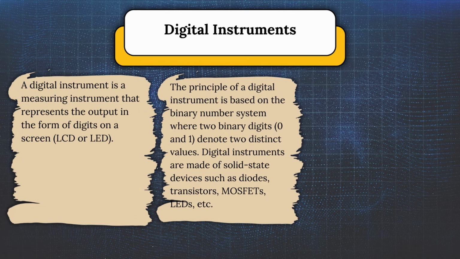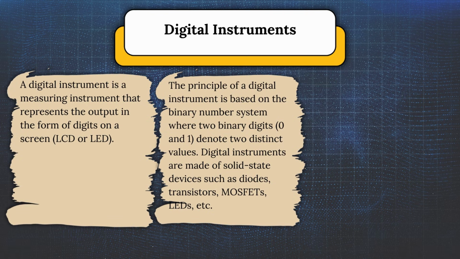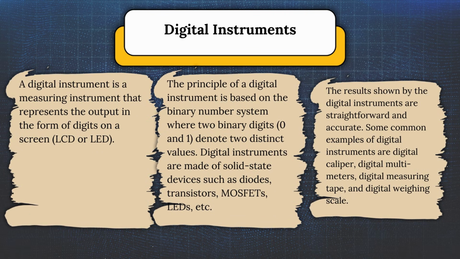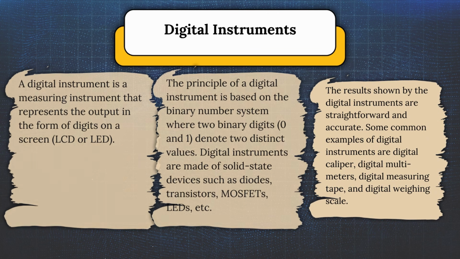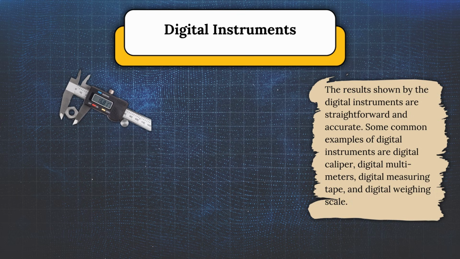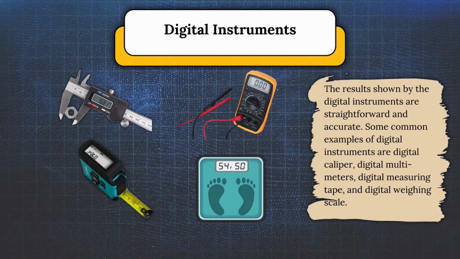Digital instruments are made of solid-state devices such as diodes, transistors, MOSFETs, LEDs, etc. The results shown by the digital instruments are straightforward and accurate. Some common examples of digital instruments are digital caliper, digital multimeter, digital measuring tape, and digital weighing scale.